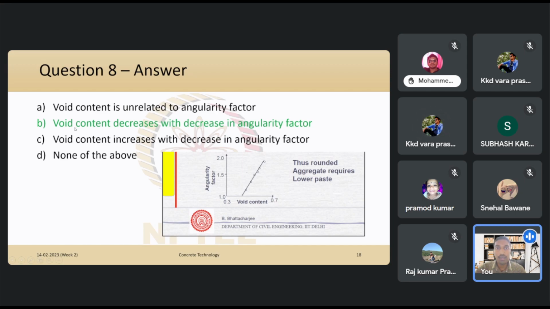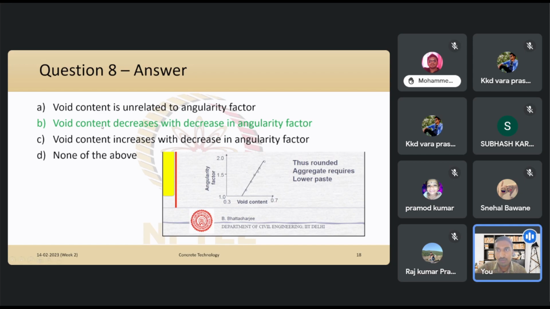We know that spherical particles give us the highest packing density. When the packing density is higher, the voids will be lower. So if the particles are more spherical, the voids will be lower and packing density will be higher. In other words, if the particles are more irregular, then the void content will be higher. So the void content will increase if the angularity factor increases.